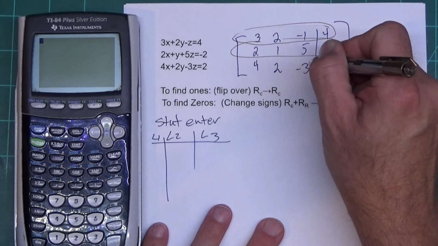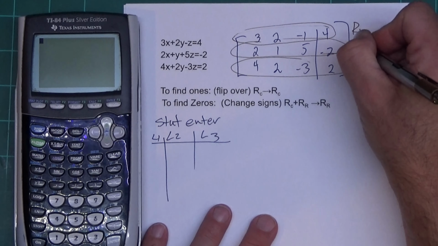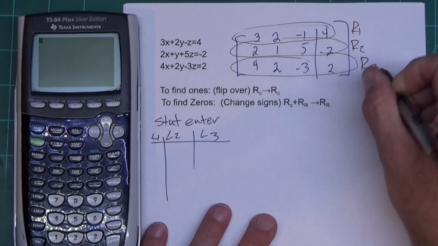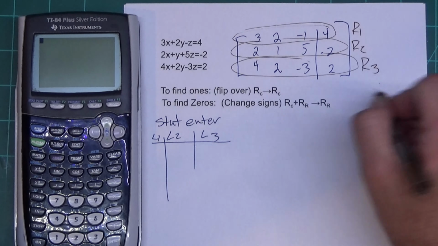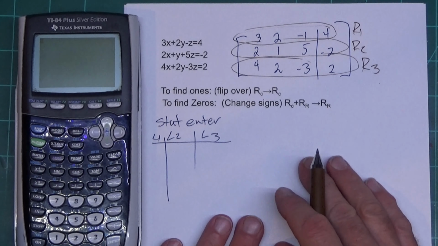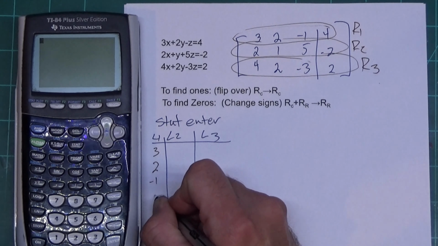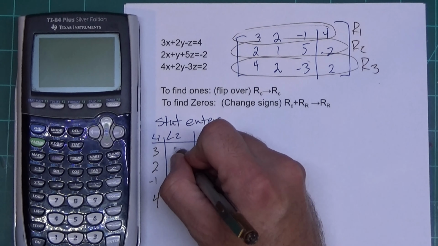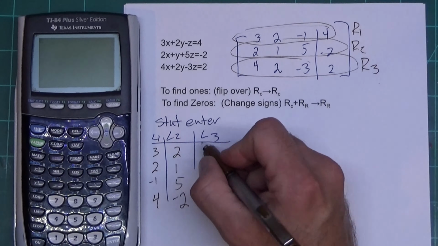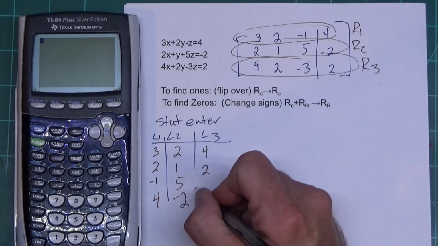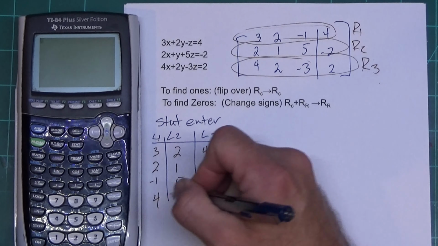In other words, if I look at this, here's row 1. Here's row 2, here's row 3. So what I'm going to end up doing is putting row 1 in list 1, row 2 in list 2, and row 3 in list 3. So this is how I'm going to put this in the calculator. I'm going to have 3, 2, negative 1, and 4. Then I'm going to have 2, 1, 5, and negative 2. And then I'm going to have 4, 2, negative 3, 2. There we go. I've got my numbers set up.